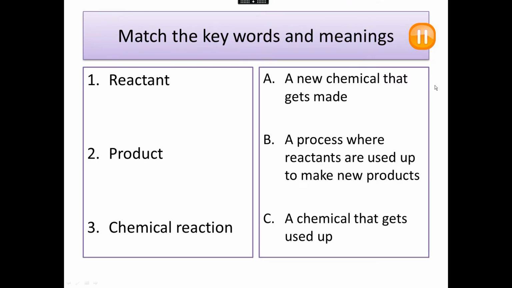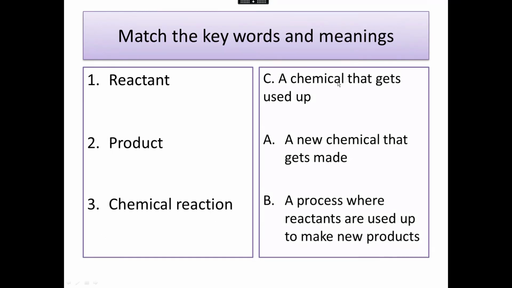Here we go with the answers. A reactant is a chemical that gets used up. A product is a new chemical that gets made, and a chemical reaction is a process where reactants are used up to make new products. The whole point of a chemical reaction is to make new products by using up reactants.